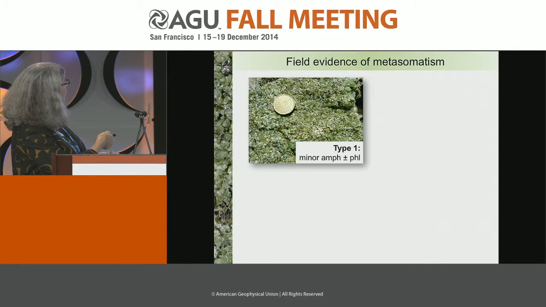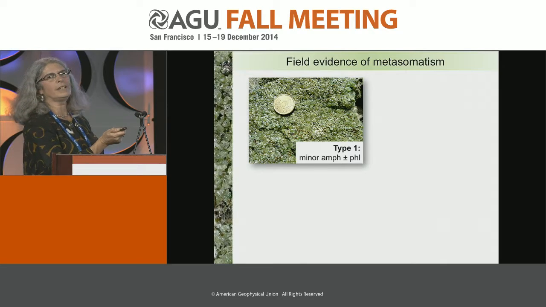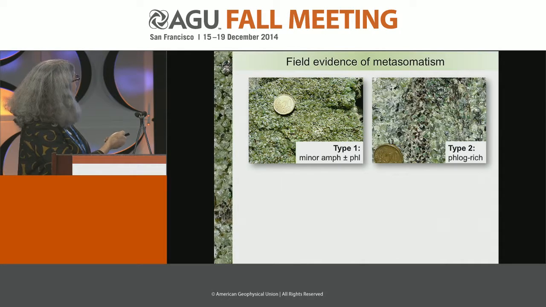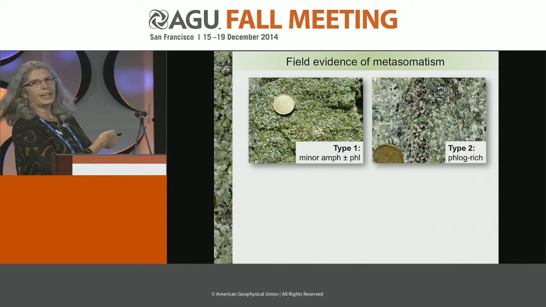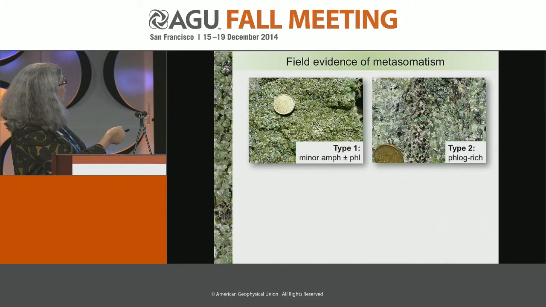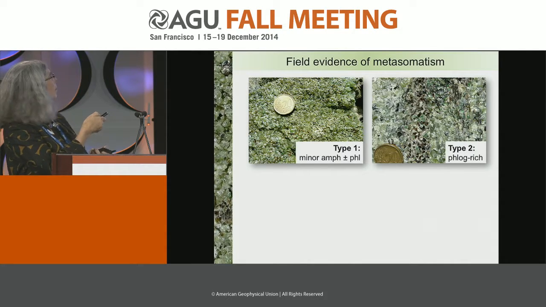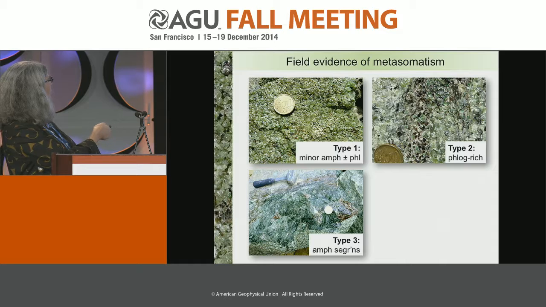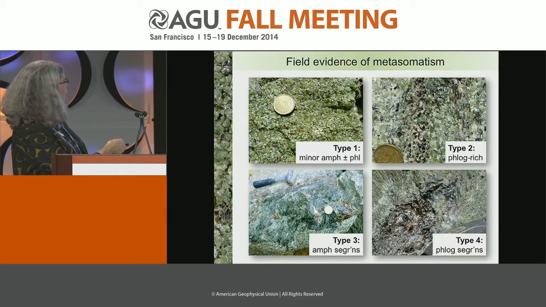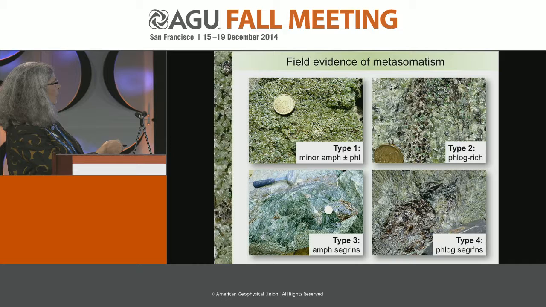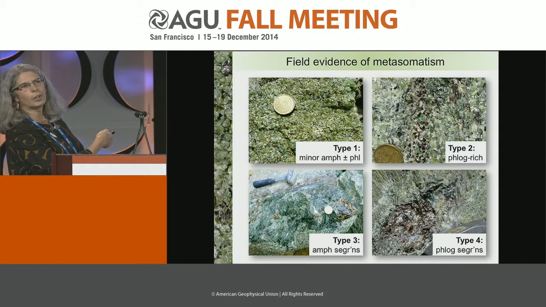One I'll call type 1. These are peridotites that have very minor bits of amphibole and phlogopite that are distributed evenly throughout the rocks. Type 2 are phlogopite rich, where you can see concentrations of phlogopite. Type 3 are large amphibole rich segregations. They also have phlogopite in them, but they're dominated by calcic amphiboles. And then type 4 are segregations that are made up almost entirely of phlogopite.